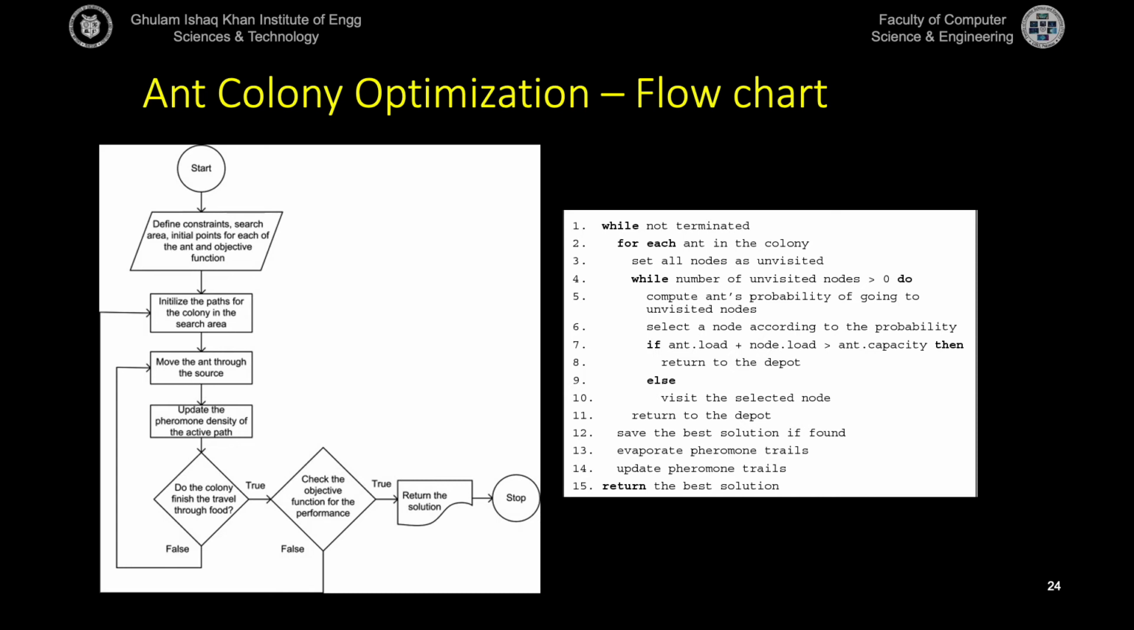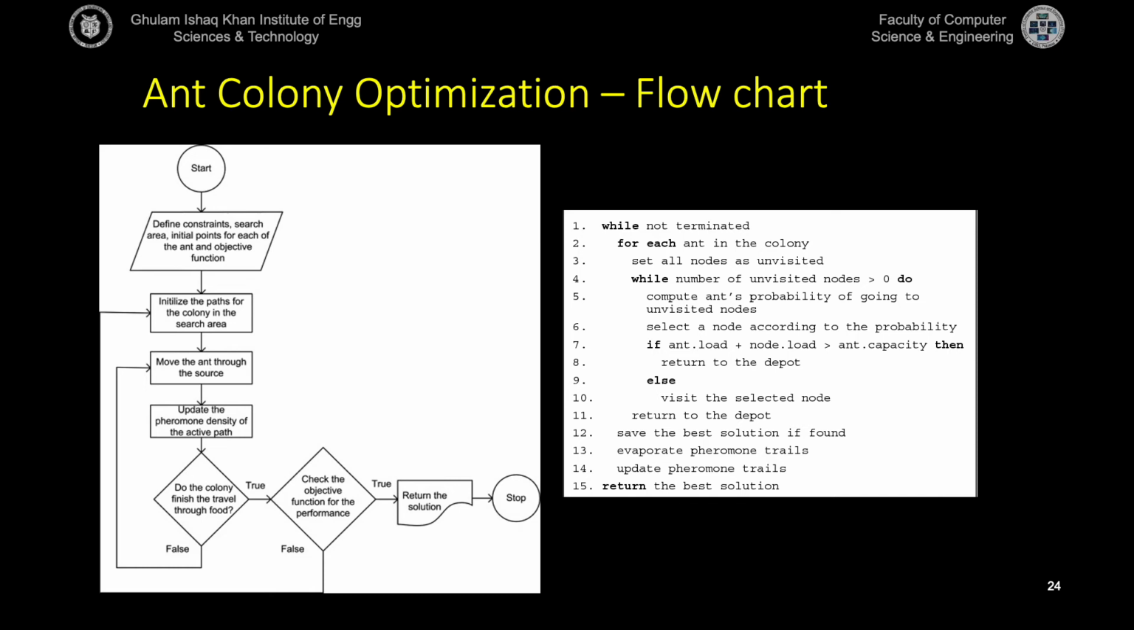So the next step would be to move the ant through the source. Once we initialize the whole path, we want to move the ant through the source, and then based on the paths that the ants have taken, we update the pheromone density of the active path. And after updating the pheromone density, we see if the colony has finished the travel through food. If that is false, then we again move the ant through the source, update the pheromone density, and again check if the colony has finished the travel through food, and we keep on doing this until we have actually finished the travel through food.